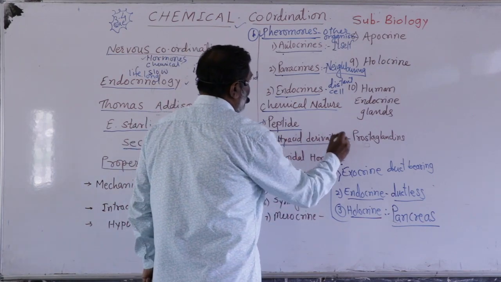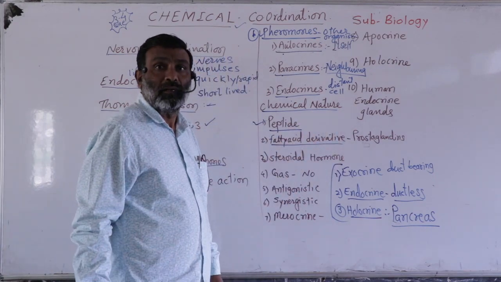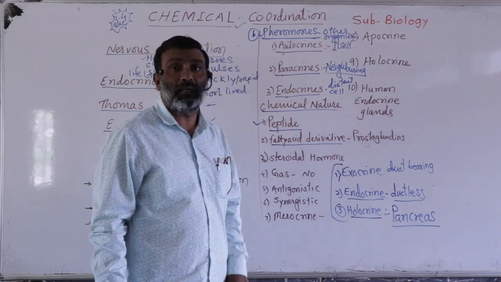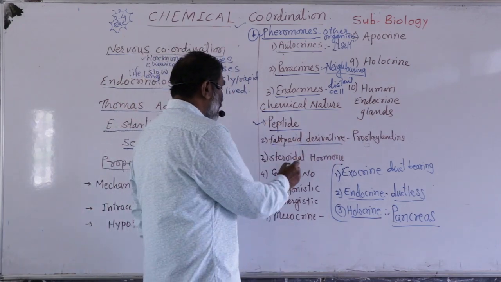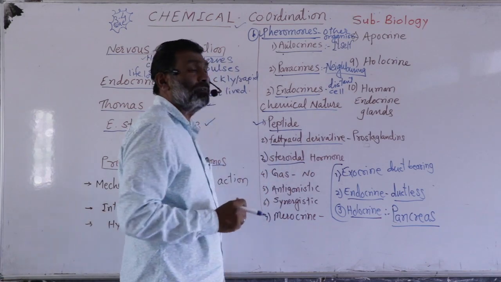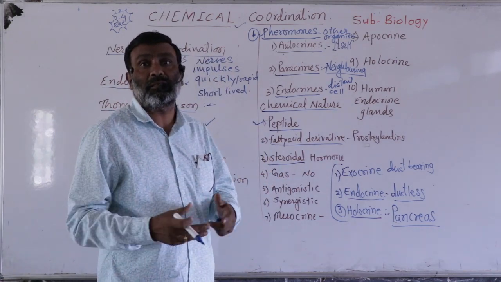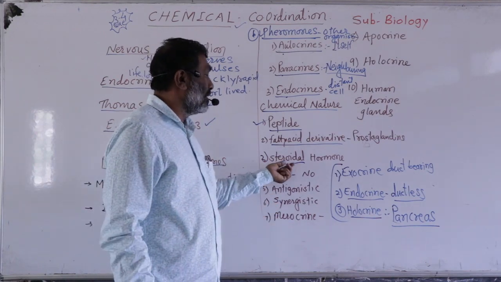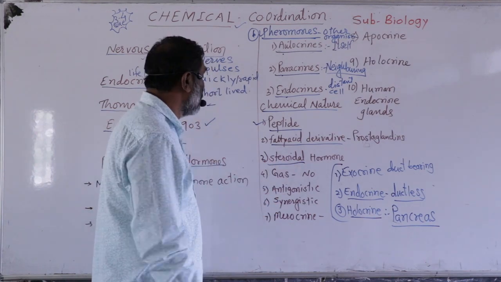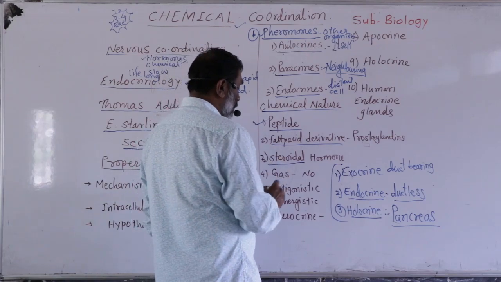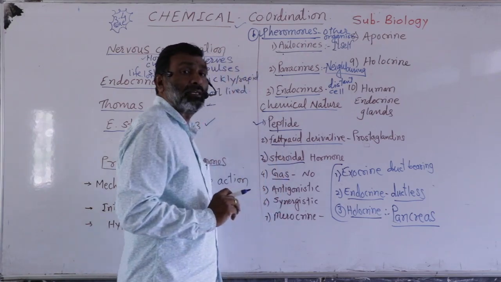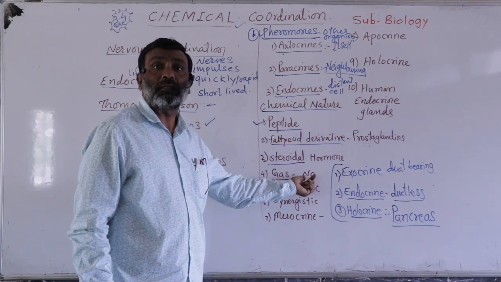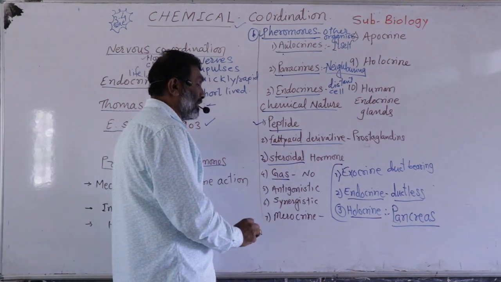Certain hormones are fatty acid derivatives, for example the prostaglandins. Some are steroidal hormones which contain steroid, just like testosterone and progesterone. Some are in a gaseous state, just like nitric oxide. Such a type of hormone is also present.